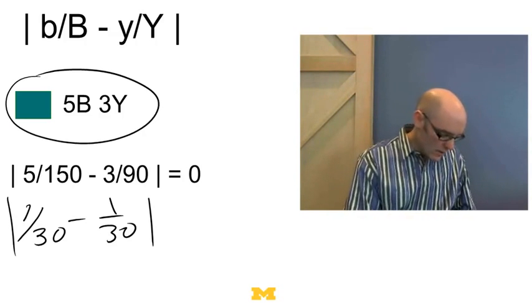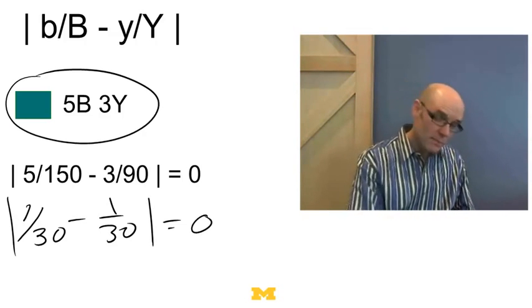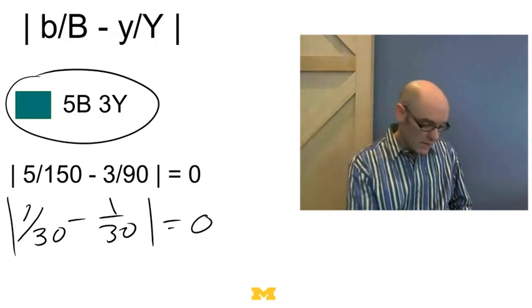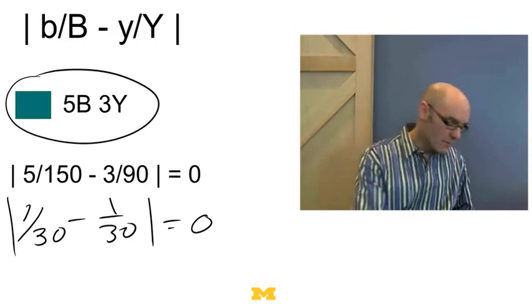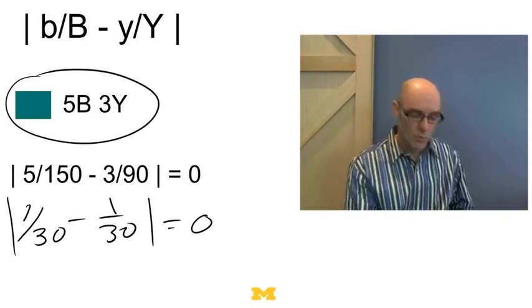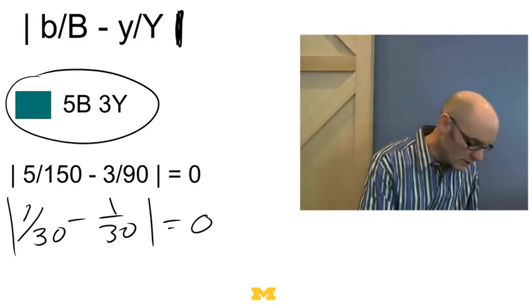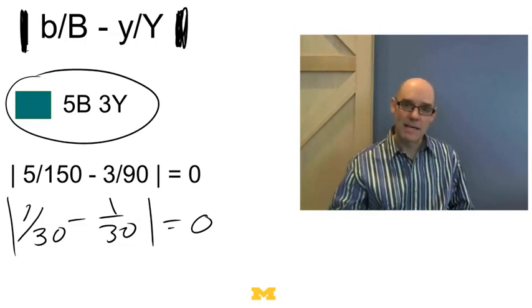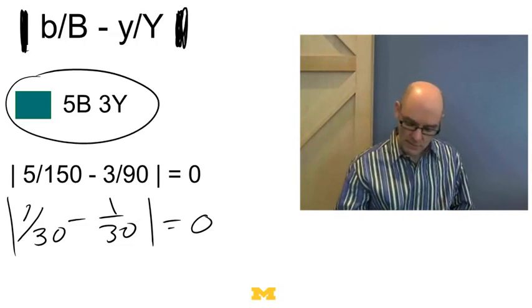So 1 over 30 minus 1 over 30 equals 0. So what we get is that if you had a perfectly representative block between rich and poor, what I'm calling blue and yellow, we'd have a difference of 0. But if we've got relatively more blue or relatively more yellow, since I'm taking the absolute value, that's what these two lines mean right here, I'm going to get a positive number. So I'm just going to represent more segregation.